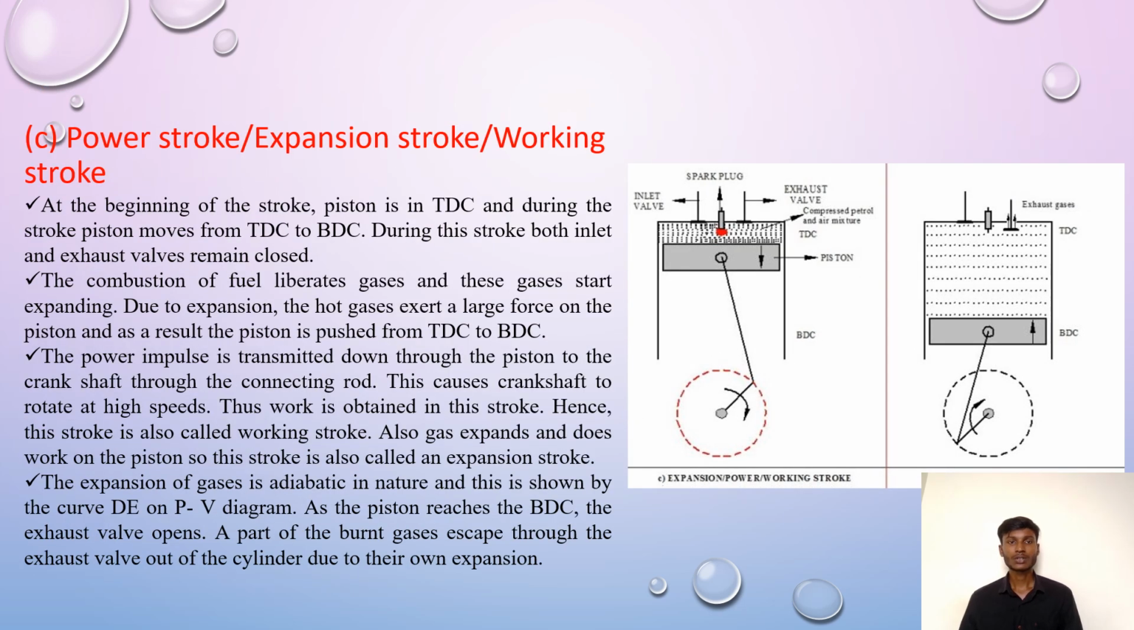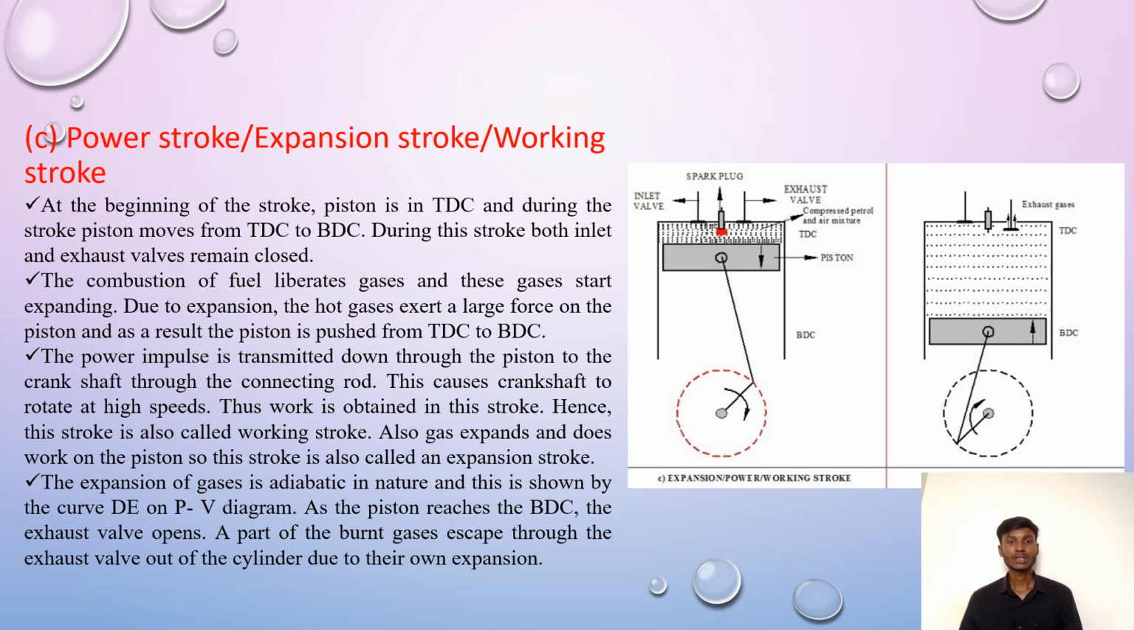Power stroke, expansion stroke, working stroke. At the beginning of the stroke, the piston is at TDC, and during the stroke, the piston moves from TDC to BDC. During this stroke, both inlet and exhaust valves remain closed. The combustion of fuel liberates gases, and these gases start expanding. Due to expansion, the hot gases exert a large force on the piston, and as a result, the piston is pushed from TDC to BDC. The power impulse is transmitted down through the piston to the crankshaft through the connecting rod. This causes the crankshaft to rotate at high speed.